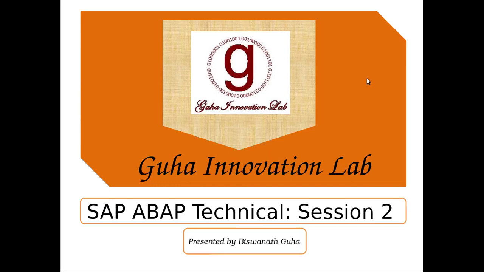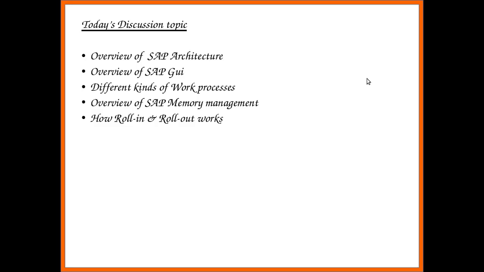In this session 2 we'll discuss SAP Architecture, SAP GUI and different kinds of work processes. Then we'll give an overview of SAP memory management and also explain how the roll-in and roll-out process works. This session will help you to understand the system properly before starting ABAP.